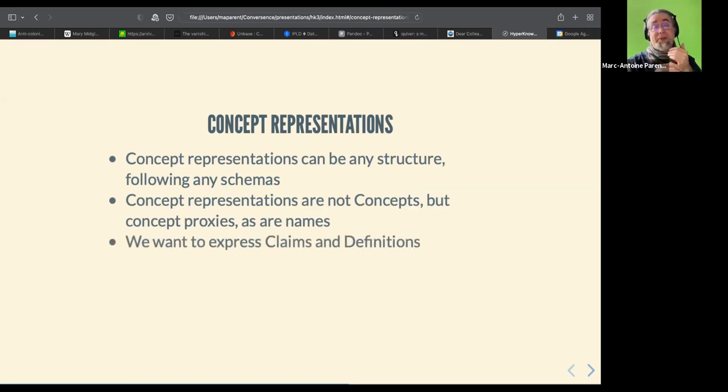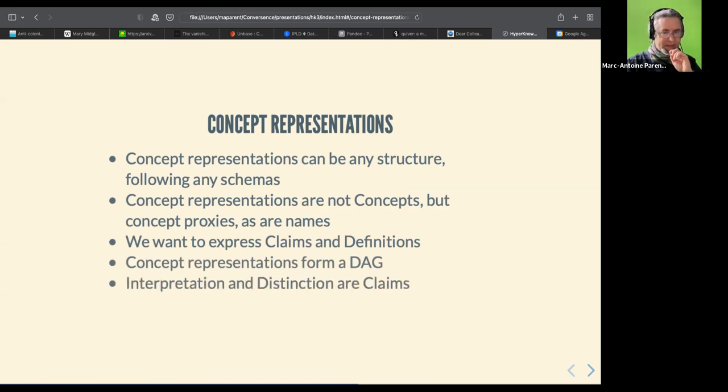Now, in particular, among concept representations, there may be more. This is not meant to be exhaustive, but in most cases, we have claims and definitions. So what's a claim and a definition? Oh, and of course, they form a DAG. That's important. And we did say we would use interpretation and distinction as key concepts in building our concept graph.